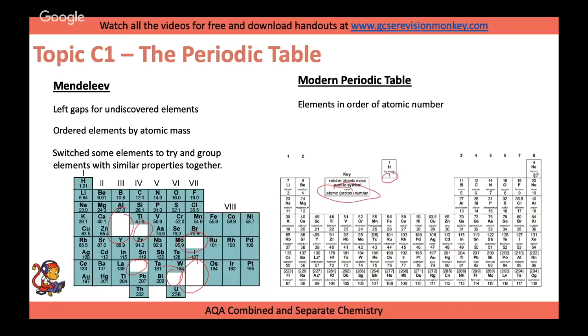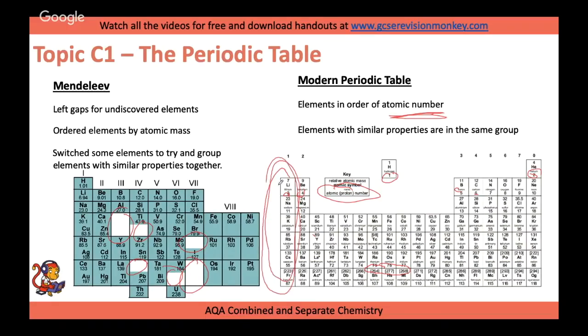So it goes 1, 2, 3, 4, 5, 6, and it all goes up in order, okay? If you look at masses, they mostly go up, but in a few situations, like down here, they actually go up and down again. So we do it by atomic number, and we group elements with similar properties together in the same group.